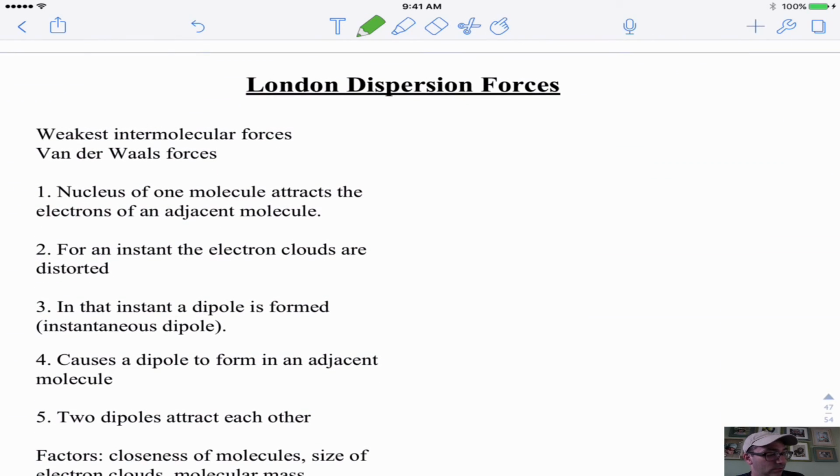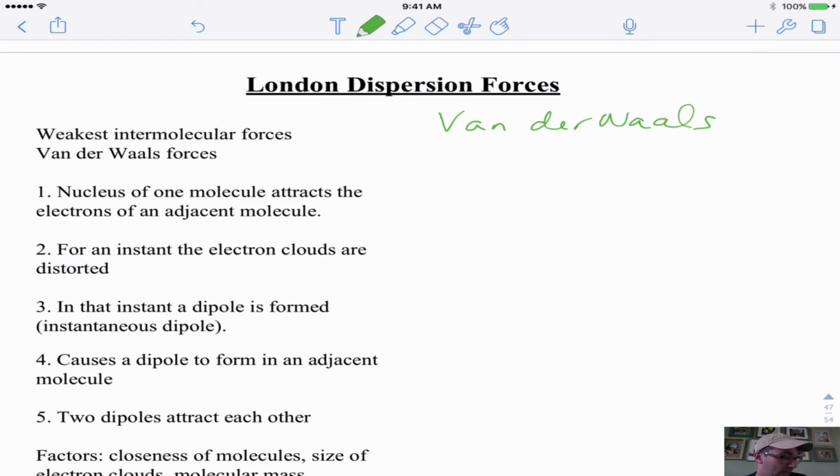All right, the last type of force that I want to talk to you about today is something called London dispersion forces. Sometimes this is called van der Waals forces. And this is a type of force of attraction between nonpolar molecules. So far, dipole-dipole, hydrogen bonding, ion-dipole, they've all involved polar molecules. But what if you have nonpolar molecules? They can still stick together. They can still form liquids. It's just that the forces are very weak.